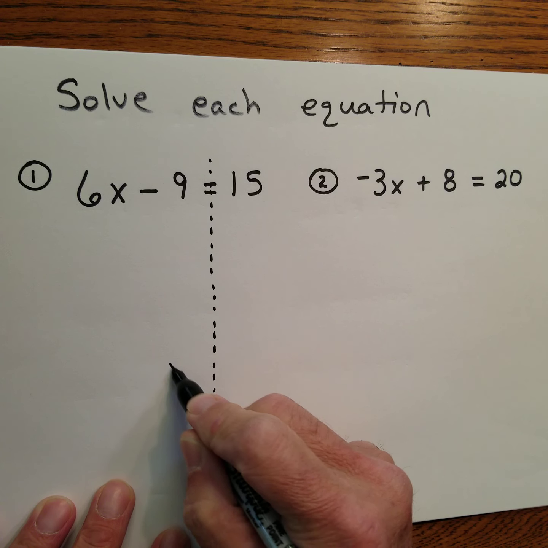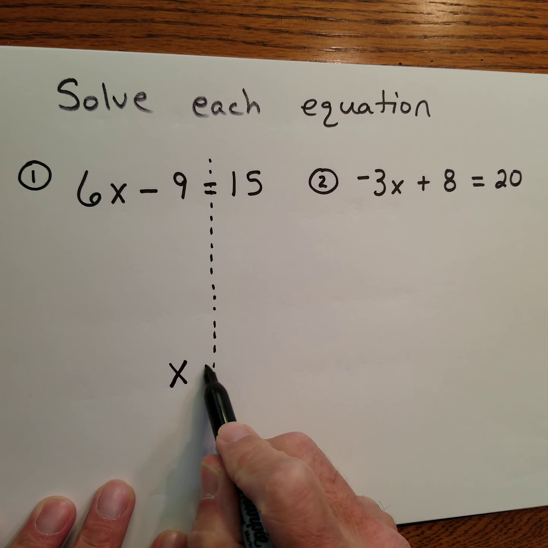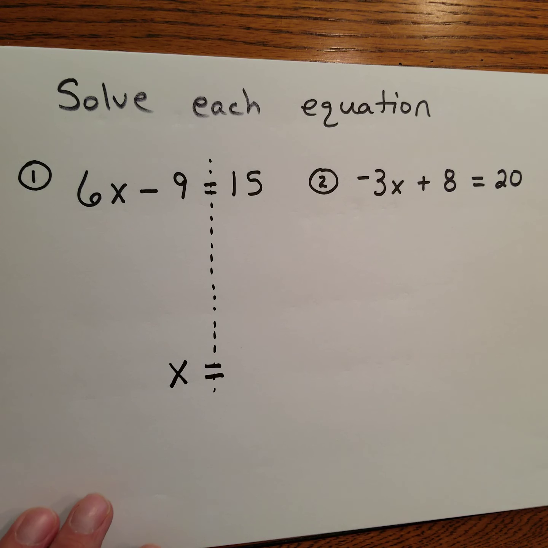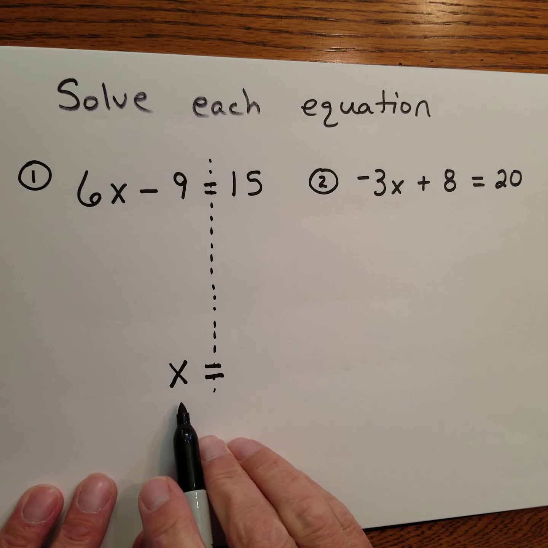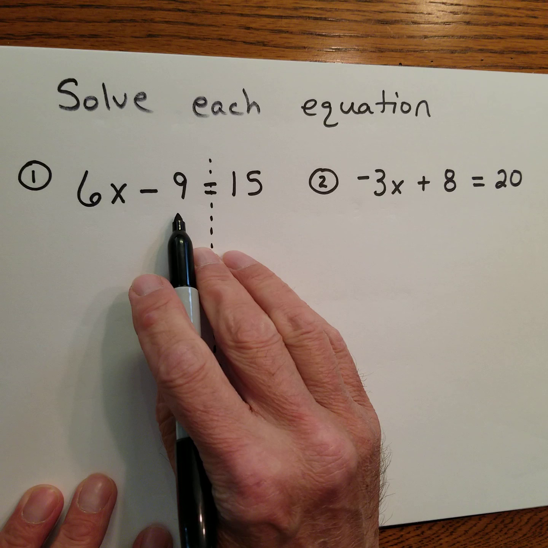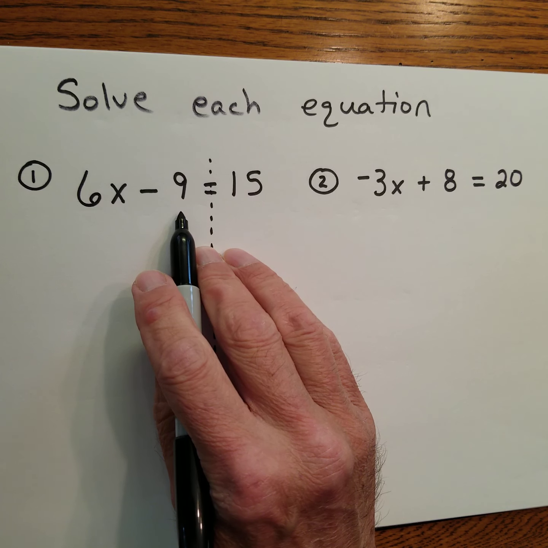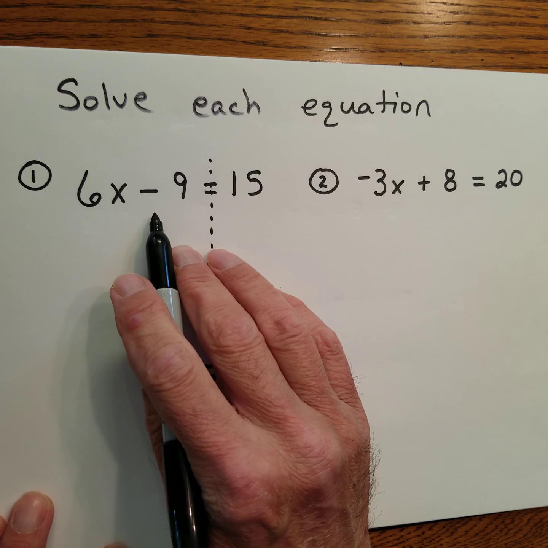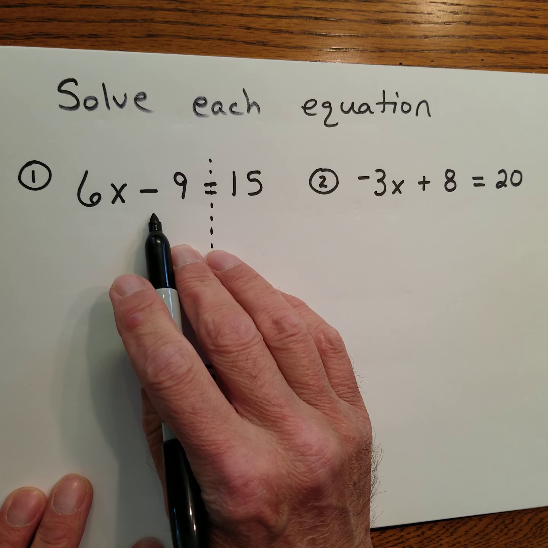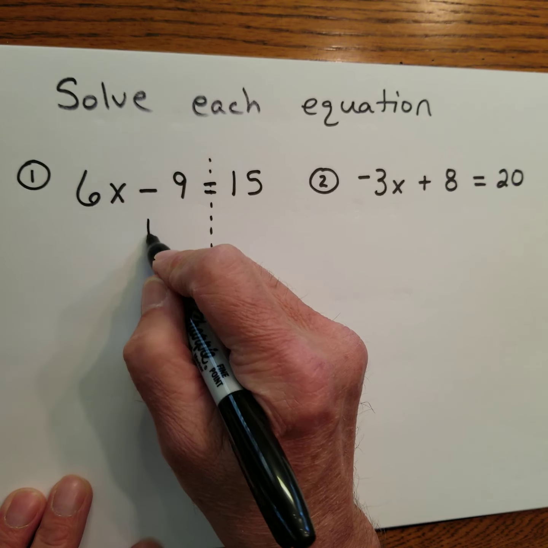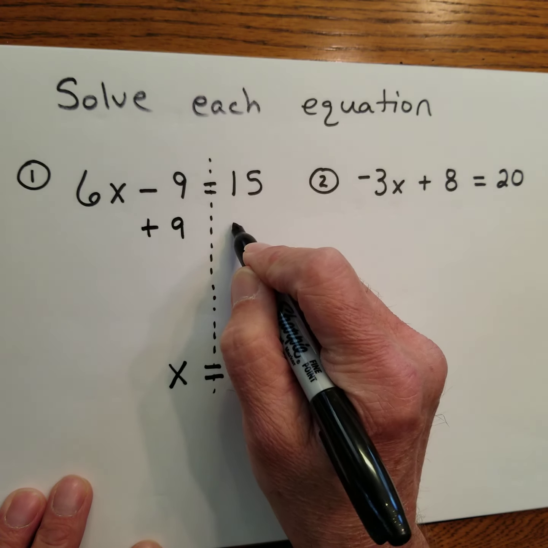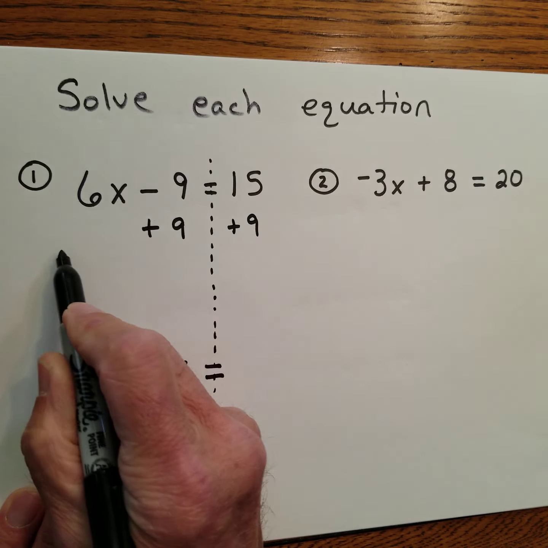When I'm finished, I'll have x alone on the left and my answer on the right. To get x by itself, both the 6 and the 9 have to leave. Get rid of that 9 first. The 9 is being subtracted. What's the inverse to subtraction? Addition. We'll add 9 to both sides of the fence.